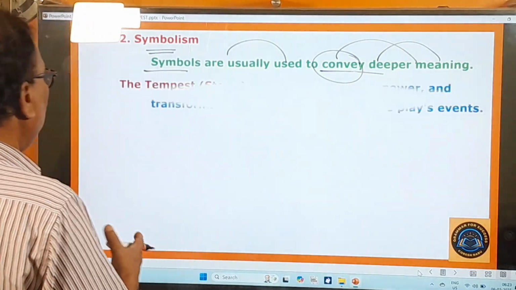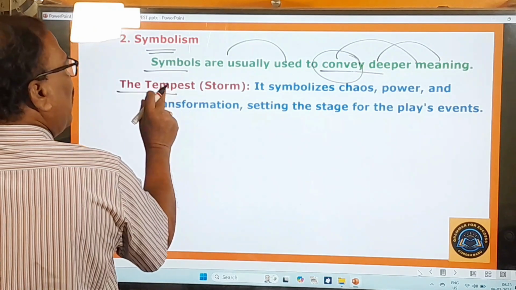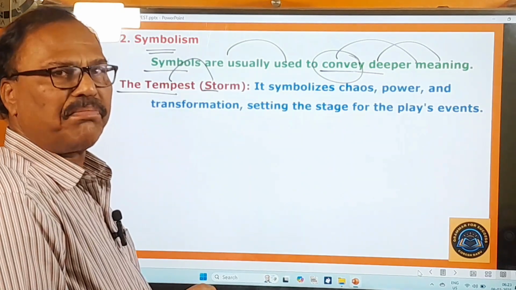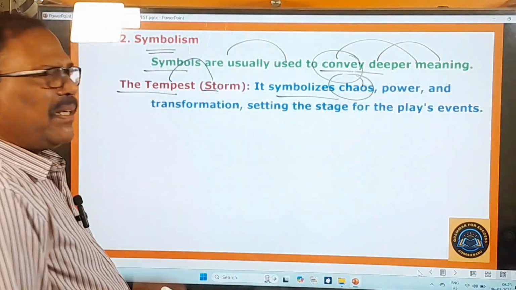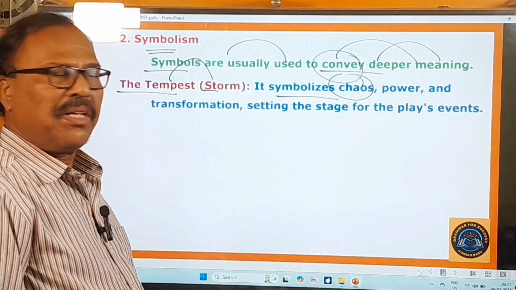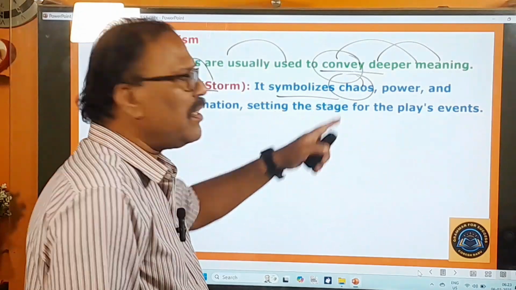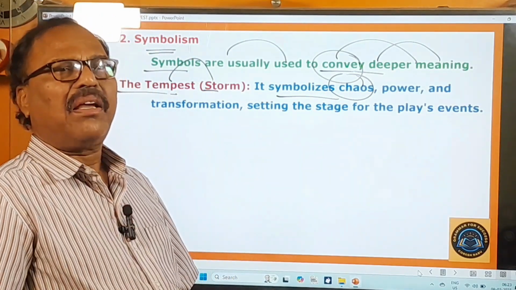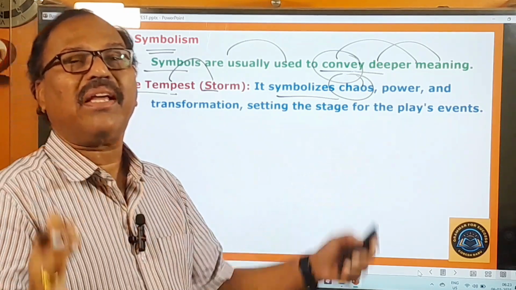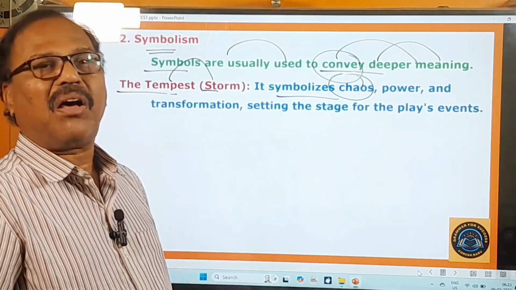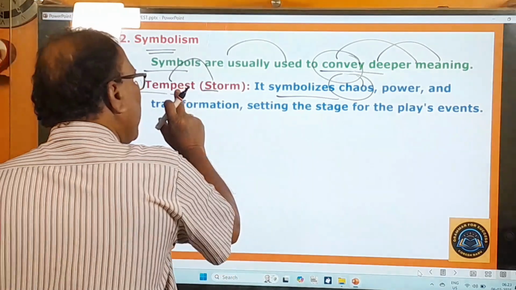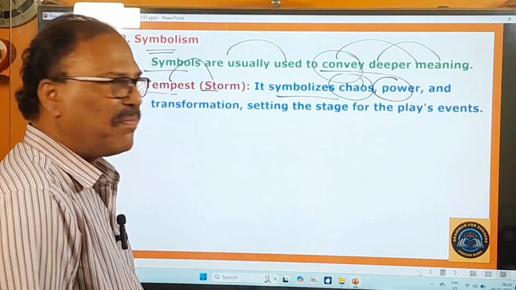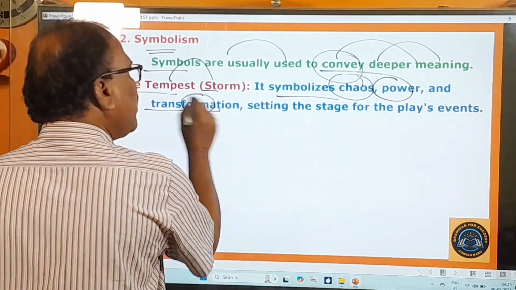Okay, and here you pay attention. The tempest, it is one symbol. This tempest stands as a symbol. Tempest means storm. It symbolizes chaos. What does this tempest stand for? This tempest stands for chaos. Chaos means what? A state of utter confusion. A disorder or disorderliness. In other words, mess also you can call. So here this tempest stands as a symbol for chaos, power. It also stands as a symbol for power and transformation, change.